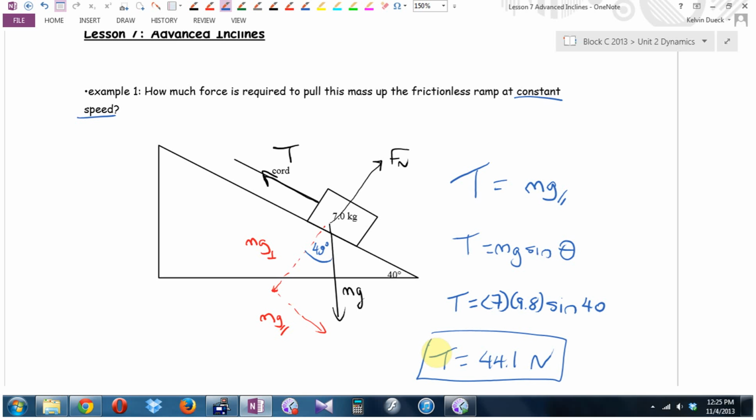Tension would have to be canceling out mg parallel plus friction. Friction is what times what? Mu times the normal force. I don't know the normal force. Oh, but I could deal with that if you gave me a mu. And tension would get bigger. Well, of course it would, because now not only are you pulling the block up, you're having to overcome friction as well.